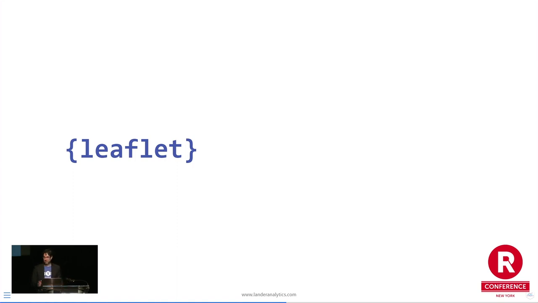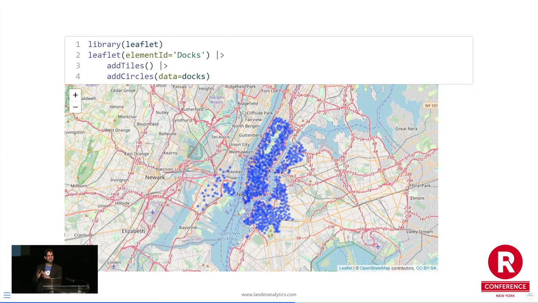Tmplot can do interactive, but leaflet excels at it. I'm a much bigger fan of leaflet. So with leaflet, you say leaflet, and here I'm giving it an element ID. You don't need to do that interactively, but if you're using R Markdown, it makes things a lot better. I say add tiles, and that gives me this background, the base plot.